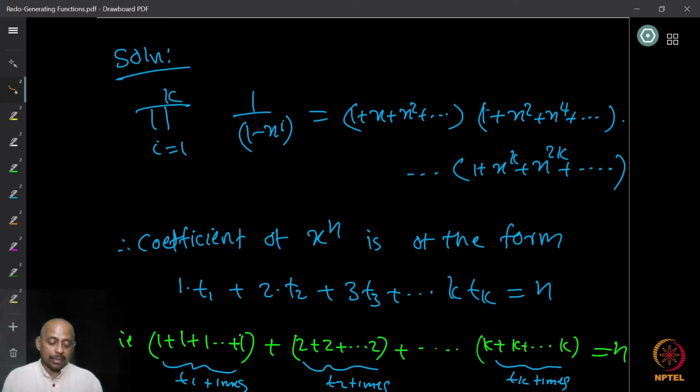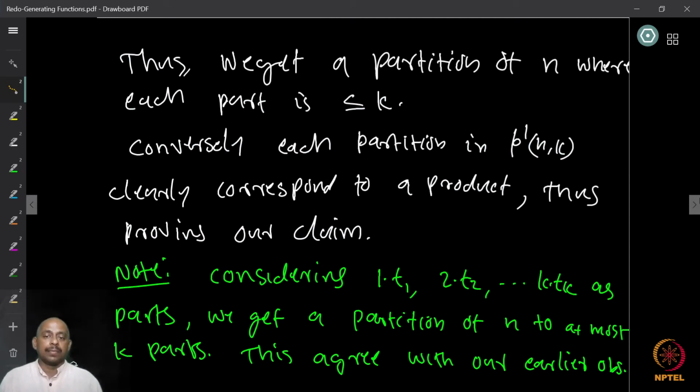I can also see the same summation as follows. 1 times T1 is a part, 2 times T2 is a part, 3 times T3 is a part, etc. K times Tk is a part. So I can also see this as the number of ways of decomposing n into at most k parts, because there cannot be more than k terms here.